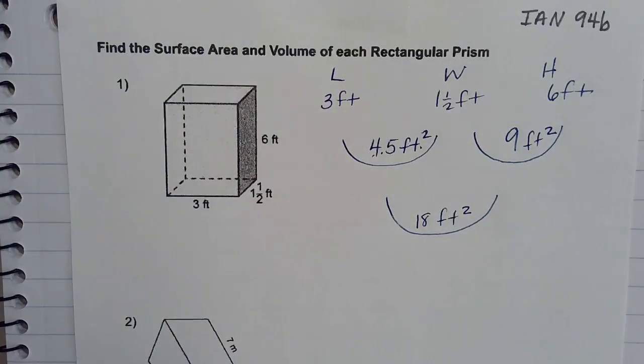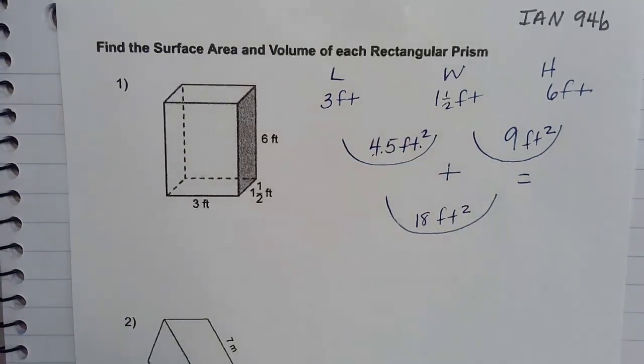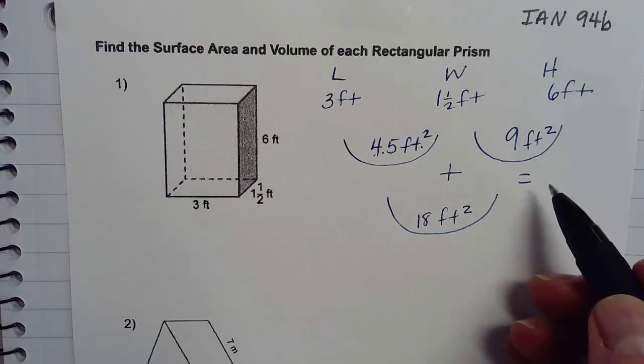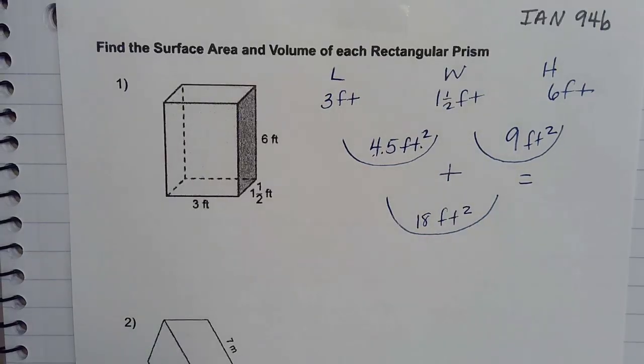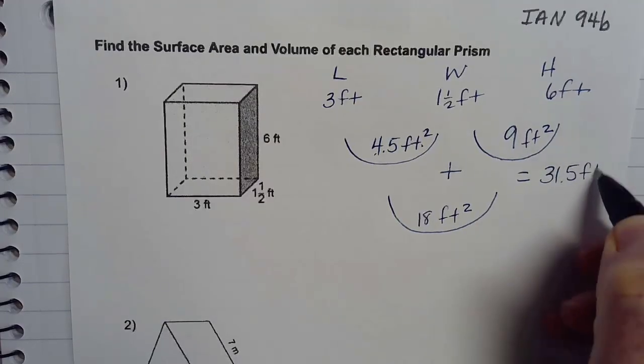Now, what do I do with all 3 of those? Add them together. So, use Desmos to add those up. And what do you get for a total? It's going to equal what, Virginia? What did you get, Killian? 31. Okay, so we have 31 and 5/10, and that's feet squared.